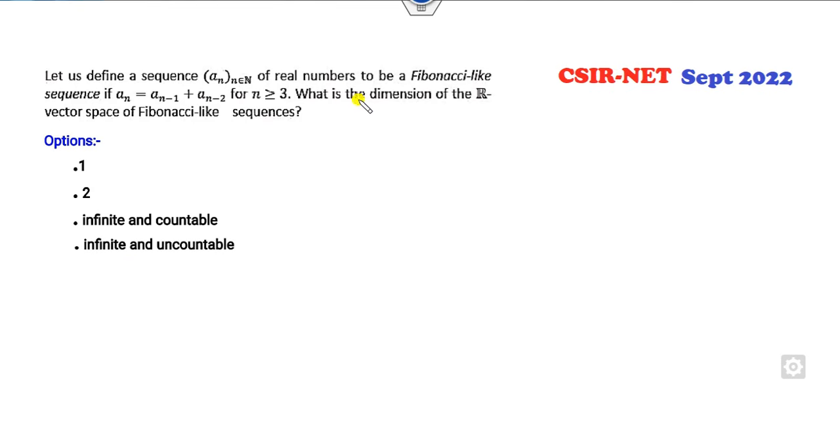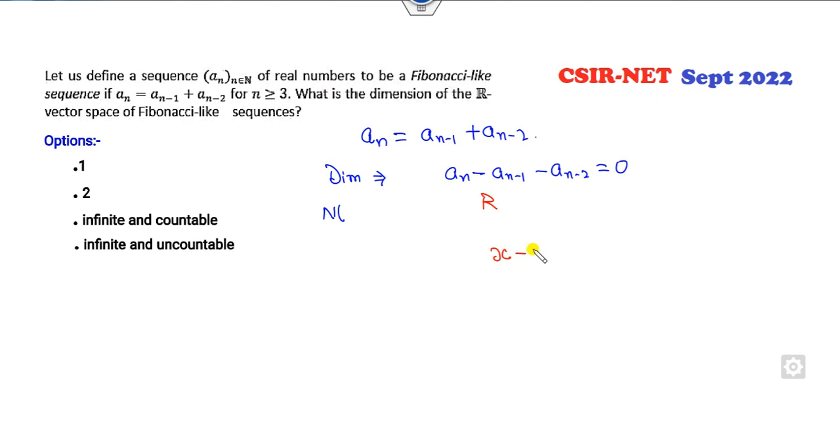Define the sequence an of Fibonacci numbers such that an is an minus 1 plus an minus 2. Then what is the dimension of this space in R? I can use the rank nullity theorem. I can write this in this manner. Consider x minus y minus z is 0. What is the rank of this? If I call it S, the rank of S is 1.